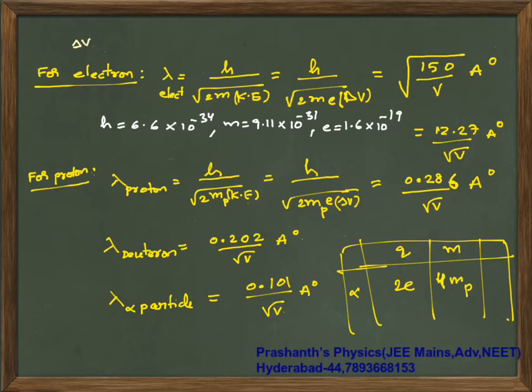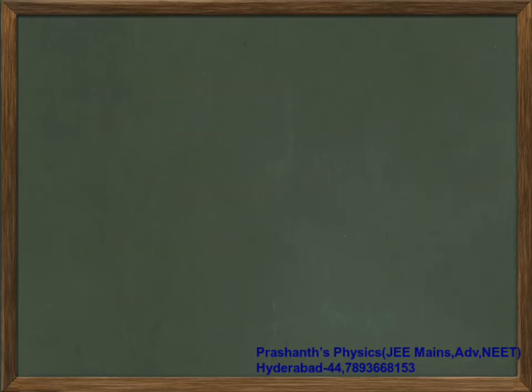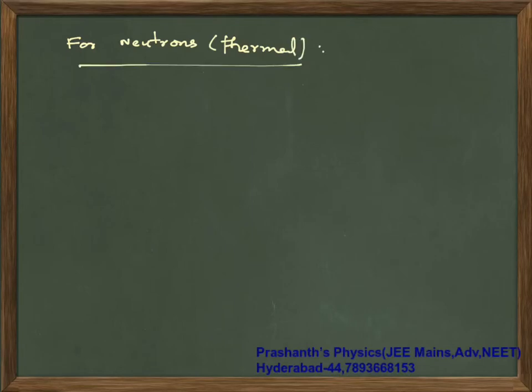Now we need to see even that part as well. So for neutrons, in brackets I'll write thermal neutrons, they don't have any charge, but heat energy is nothing but your kinetic energy. So for neutrons your kinetic energy is Boltzmann constant into temperature. It is because of temperature.